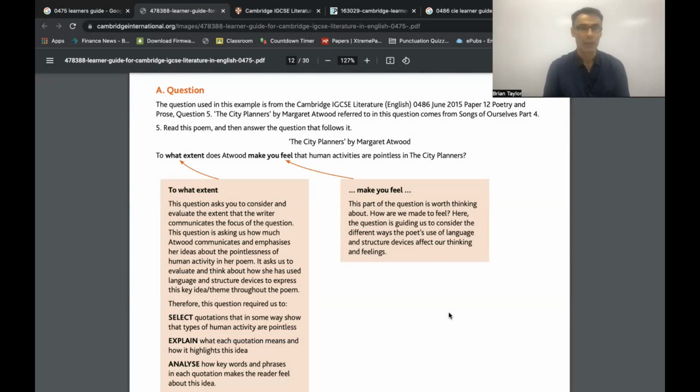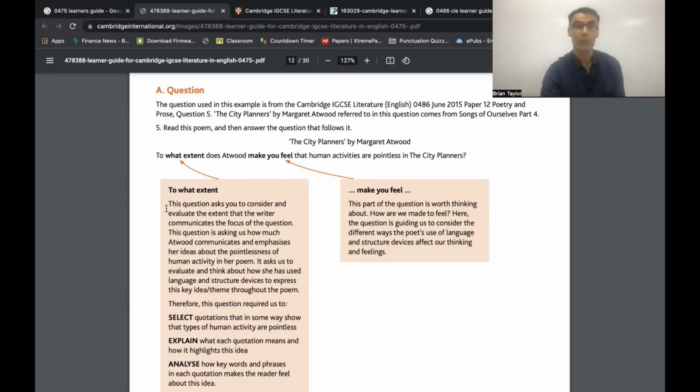Okay, the first thing that CIE asks you to do when you turn over the exam paper and you have a look at the question is to highlight the keywords in the question. So this one is from The City Planners by Margaret Atwood. It tells you here that it was in the June 2015 paper. And the question is, to what extent does Atwood make you feel that human activities are pointless in The City Planners? And this is their advice as to what those keywords mean.